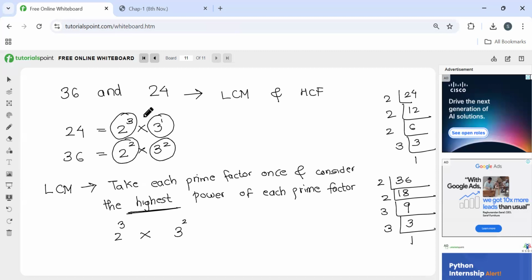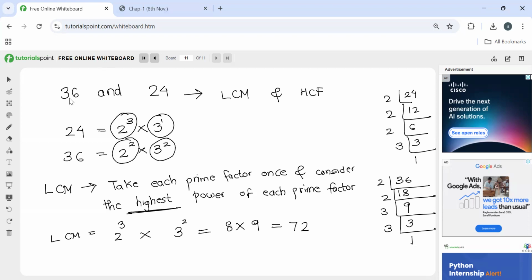Then you take 2. And this will be the LCM of 24 and 36. That will be equal to 2 cube is 8 and 3 square is 9, which is equal to 72. Okay. So in order to find out the LCM, you take each prime factor once and consider the highest power of each prime factor.